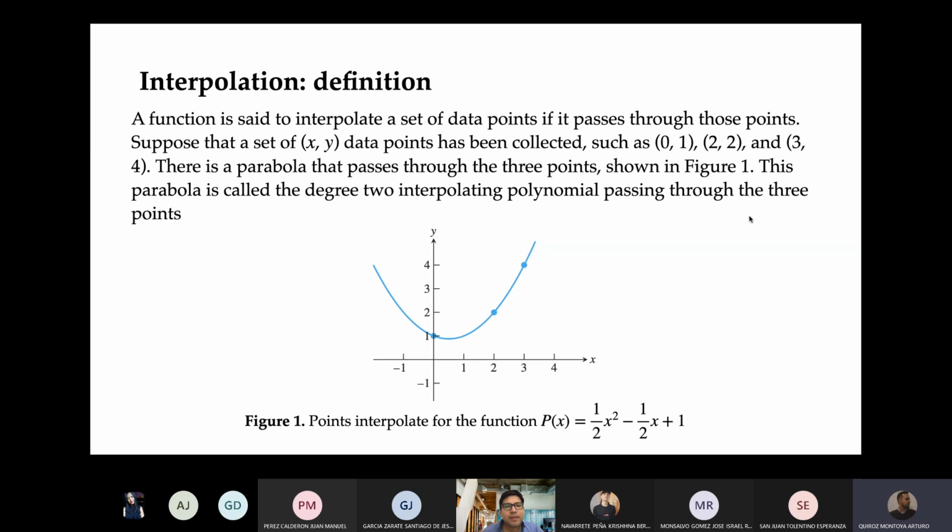O sea que entre más puntos, más grande va a ser el polinomio. Yes, but it always is going to be n-1 degree. Sí, uno menos. Exactly. Okay. Exactly. So that's something to keep in mind. Not always, but in general. That's a kind of rule to define the degree of the polynomial passing through several points. But it's not always true. We'll see this in this class.